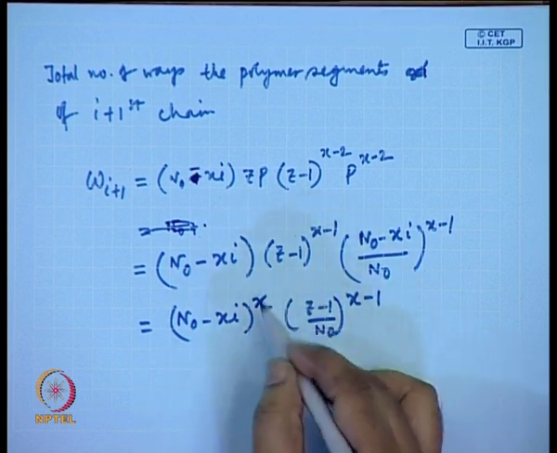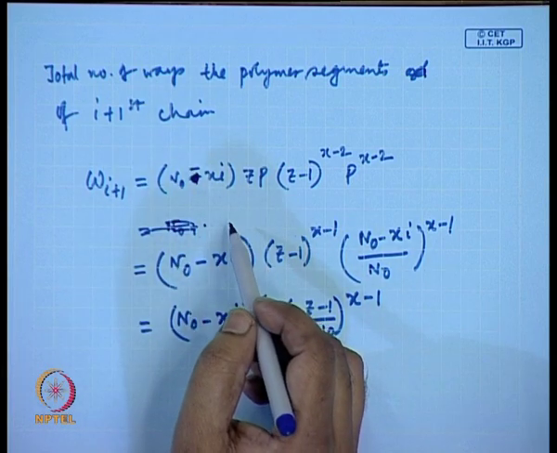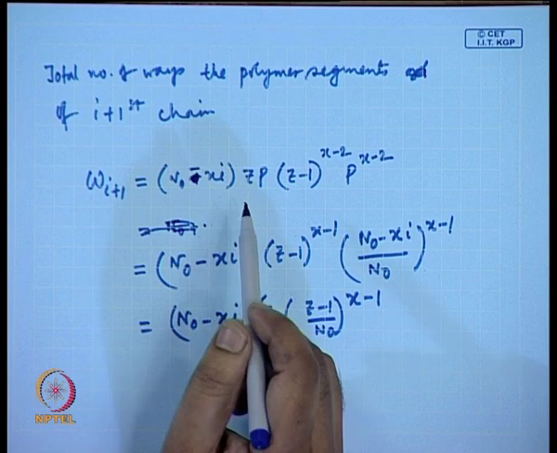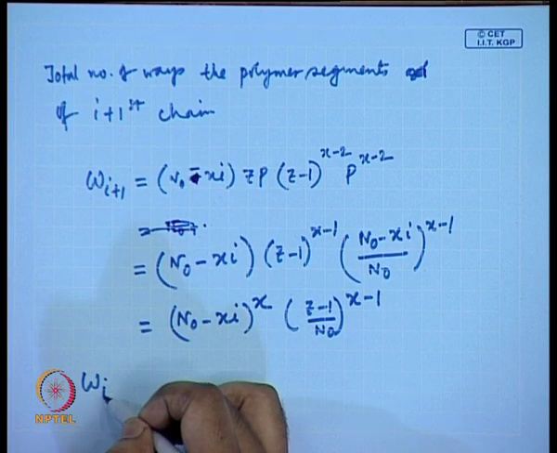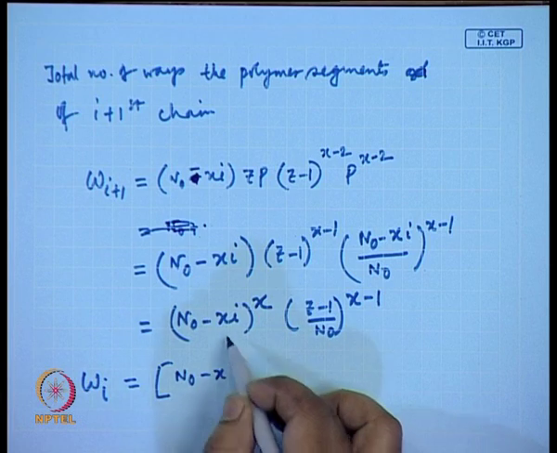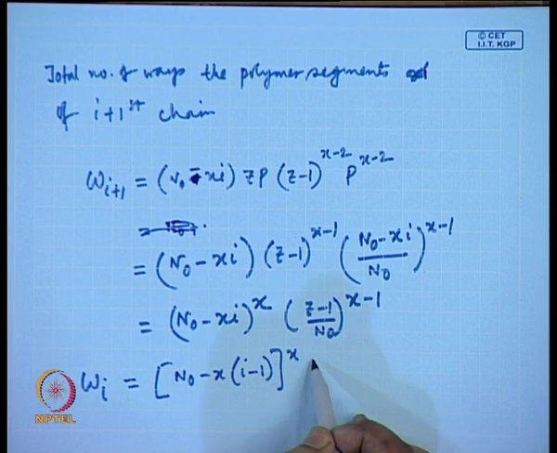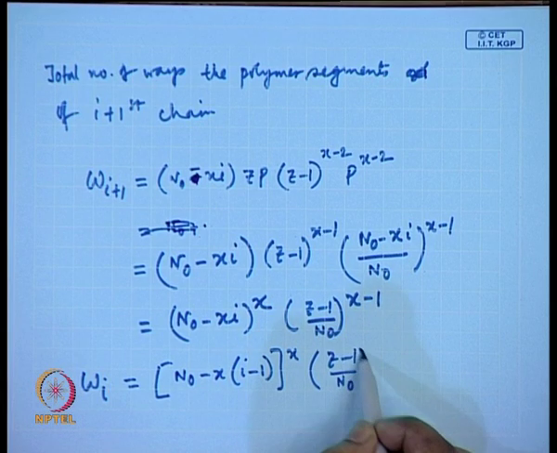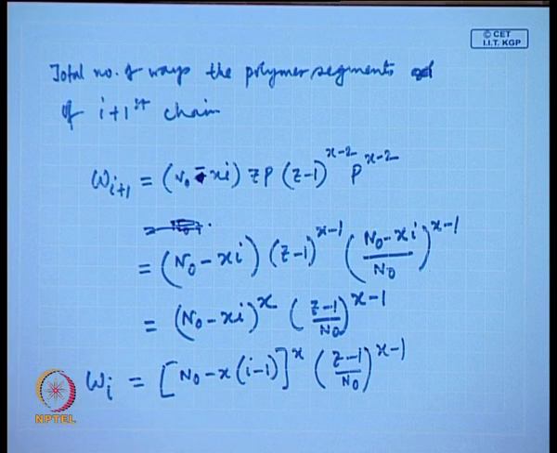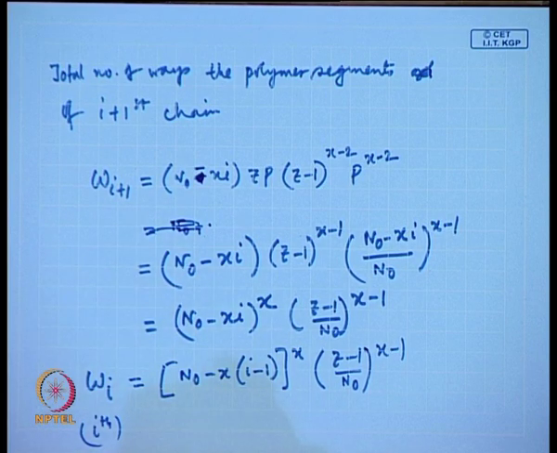So, this gives the number of possible ways the i plus first chain can be introduced in the lattice, when the lattice already has i number of polymer chains present. So, for simplicity, the number of ways the ith chain can be placed, with n0 minus x i, would be, i plus 1 is i, so i would be i minus 1. So, this is the number of ways this ith polymer chain can be placed in the 3D lattice.